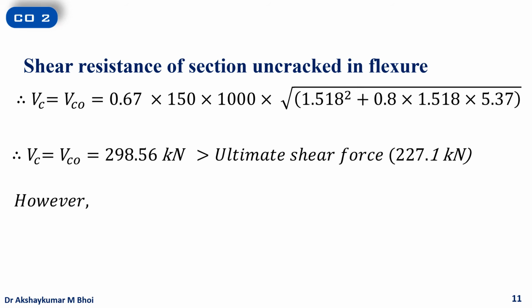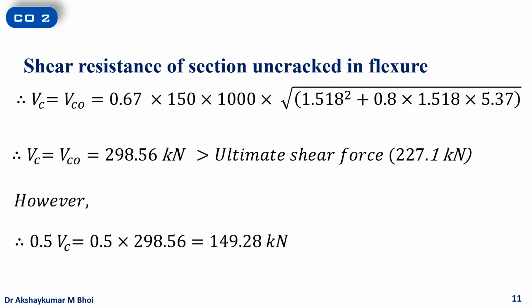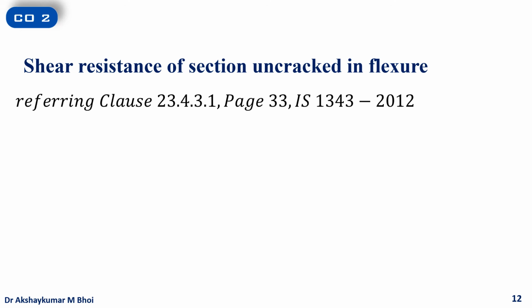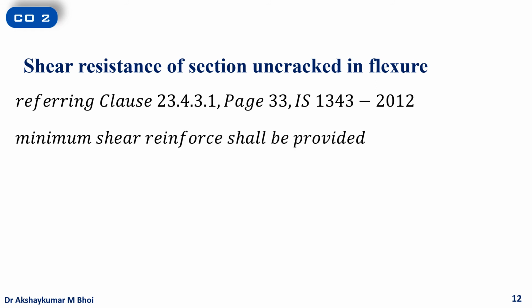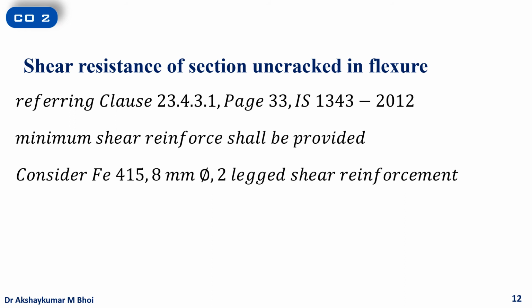However, as per the IS clause, if we check it for 0.5 Vc, then 0.5 Vc is 149.28 kilonewton, which is less than the ultimate shear force. So, referring to clause 23.4.3.1 on page 33 of IS 1343-2012, minimum shear reinforcement shall be provided. So consider Fe415 8 mm phi two-legged shear reinforcement.